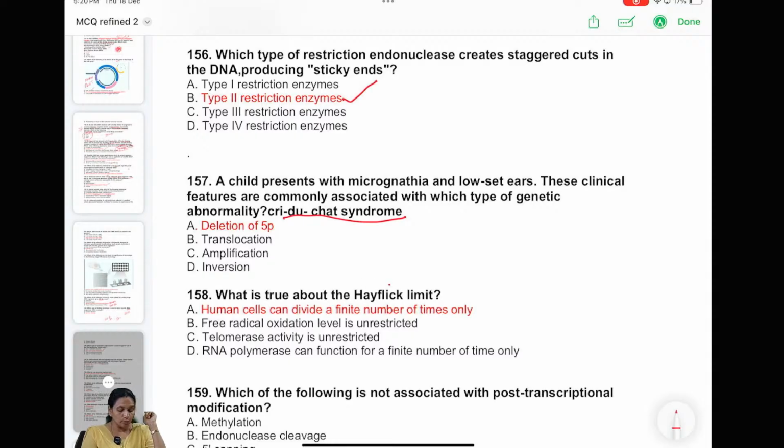What is true about Hayflick limit? Hayflick limit means human cells can divide a finite number of times only, that is 40 to 60 times only. So only the aging process will come. What you look like at 20 years and at 60 or 70 years differs, because there is a finite number of divisions, only 50 or 60 times. Up to that many times only these cells will divide. More than that they will not, because the aging process depicts the Hayflick limit.